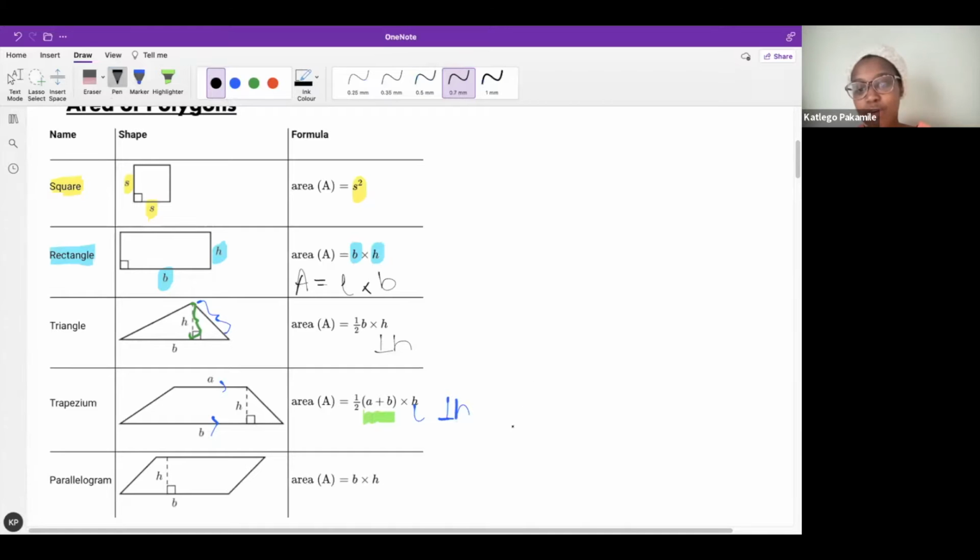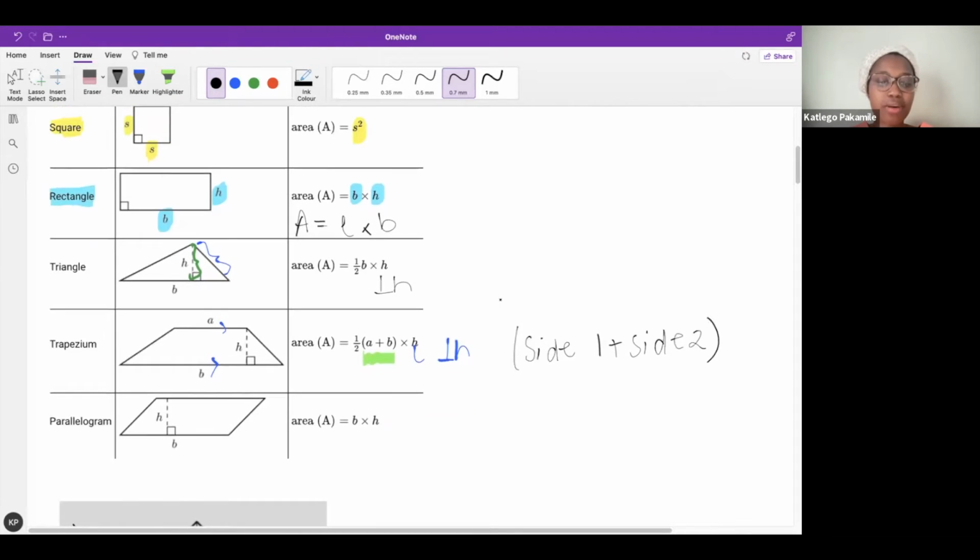In other formula sheets, it will say side 1 plus side 2. Okay, so it just means the side at the top plus the side at the bottom.